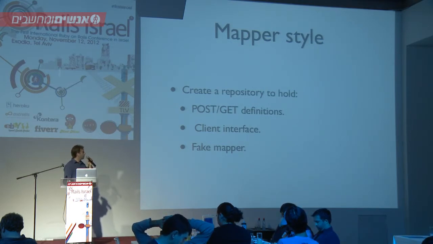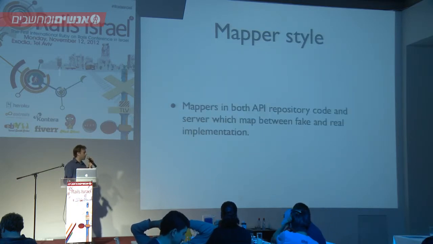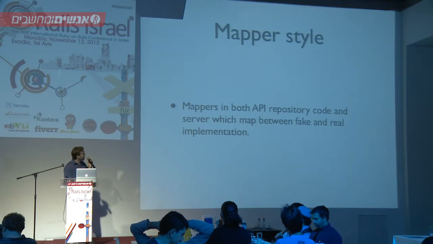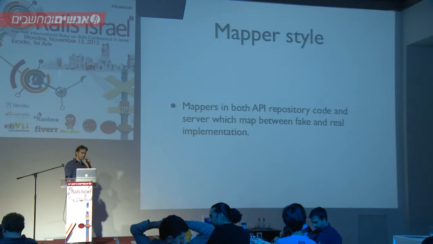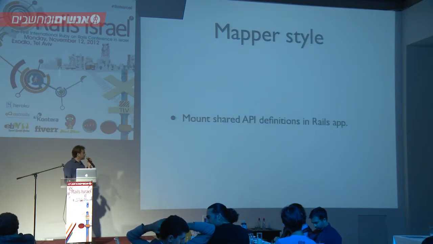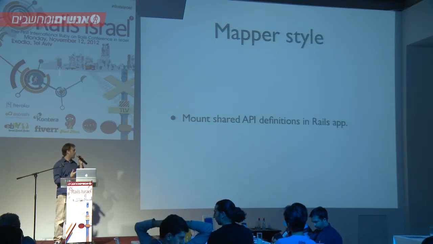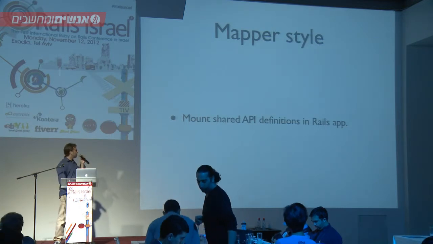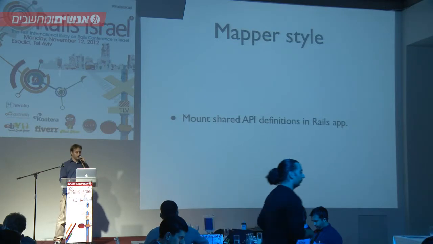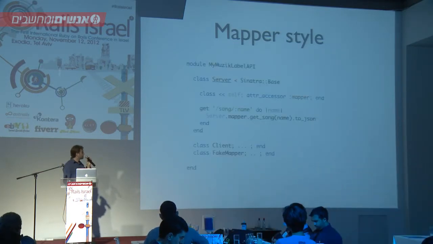So we're going to have one repository where that API is defined, the post and get definitions. And in that repository, we're also going to have the client interface and a fake mapper, which is essentially that module that's going to pretend to be the fake app. And the mappers, in both the API repository code and the server, map between the fake and real implementation. Those mappers are basically the module that defines whether or not it's real or fake. And because it's Rack, we can mount Rack applications on top of one another. So we can mount those shared API definitions in our Rails app or whatever our server app is. And it looks something like this.